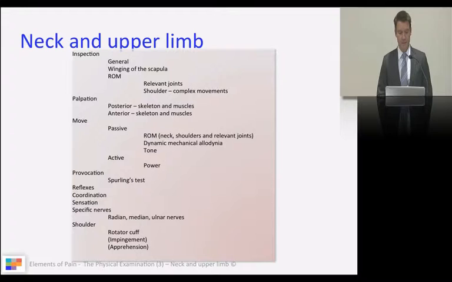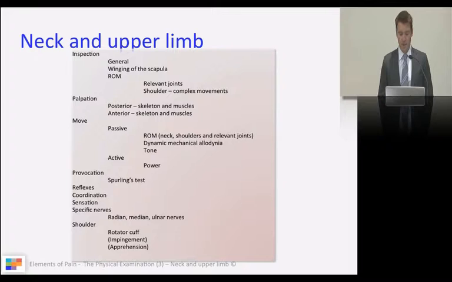Then you'll move on to the movement of your patients, so passively and actively moving your patients. And passively, as we've discussed beforehand, is going to be the range of movement. Now we're dealing with neck, shoulders and upper limbs. And then moving on to active assessment of power, reflexes, coordination, sensation, just like we've previously discussed. And then moving on to specific nerves, radial, median, and ulnar nerves. And then examination of the shoulder in more detail. And we'll spend a bit of time on that because it took me a long time to get my head around examination of the shoulder.